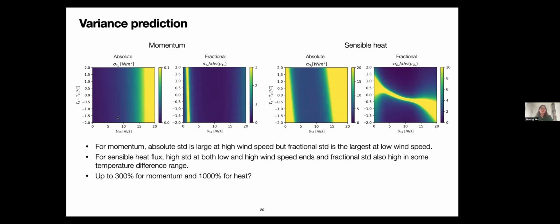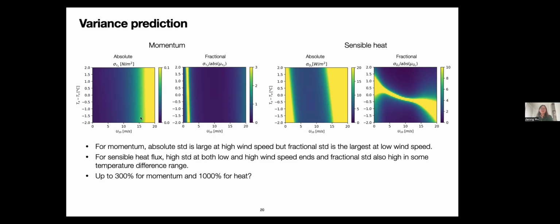For example, for the momentum, if I plot the colored map of variance prediction with different wind speed, so U10, and temperature difference, you see for the first plot, it's the absolute value of the standard deviation. And the second plot is the fractional value of standard deviation, meaning that it's standard deviation divided by the value of momentum flux itself.